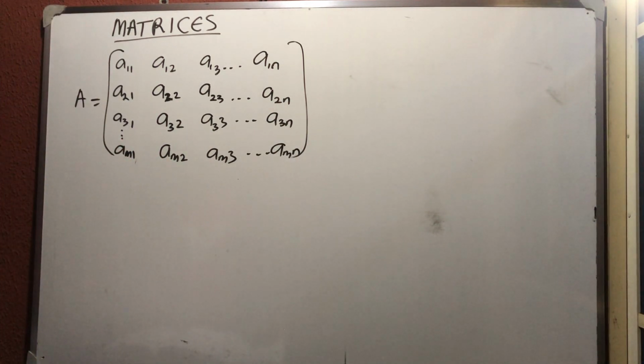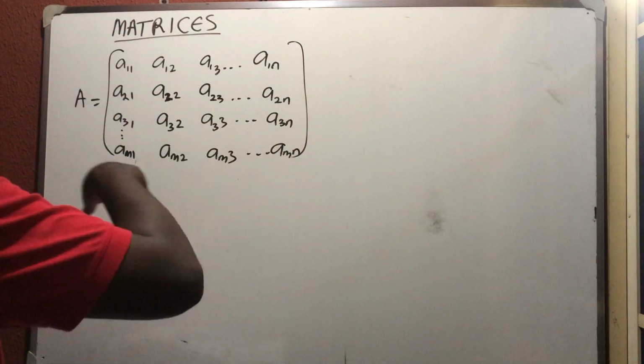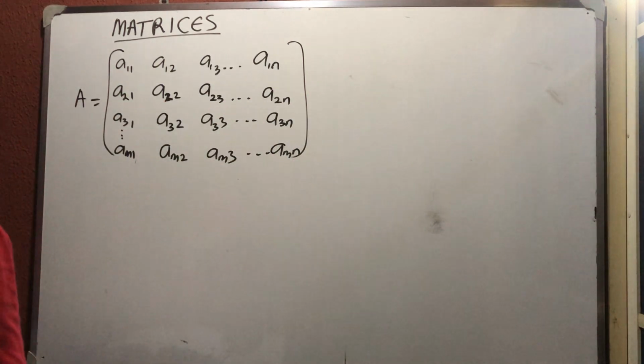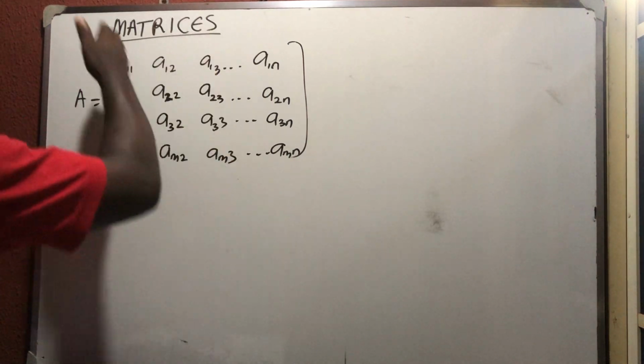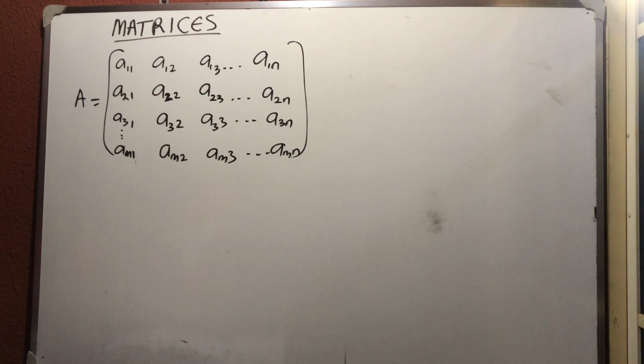So that is that. So what do we mean by this? So this is the row. How many rows does it have? This is first row, second row, third row, up to m row. Then for the column, this is the column: the first column, second column, third column, up to n column.